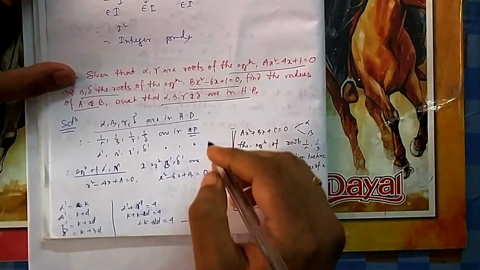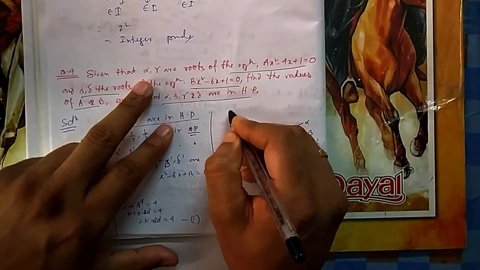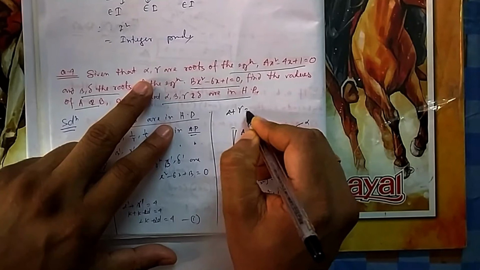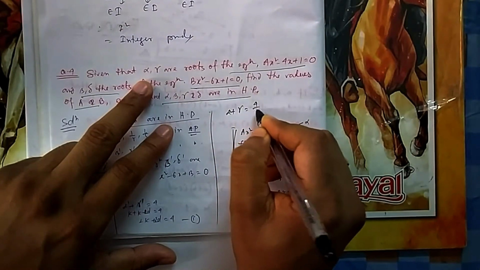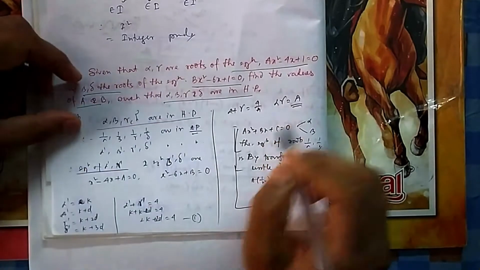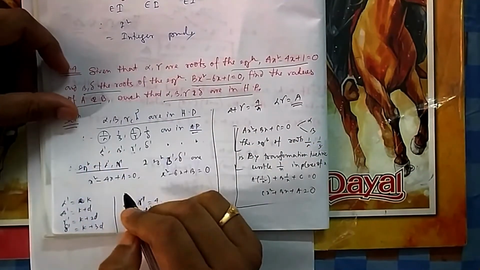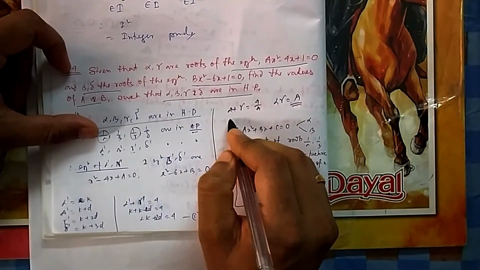So without going this way also, here is what I have done; I will show you. Suppose they are the roots, so alpha plus gamma will be equal to 4 by a, and alpha gamma is equal to a. Now you put in alpha gamma, this one. This is 1 by alpha, 1 by gamma.